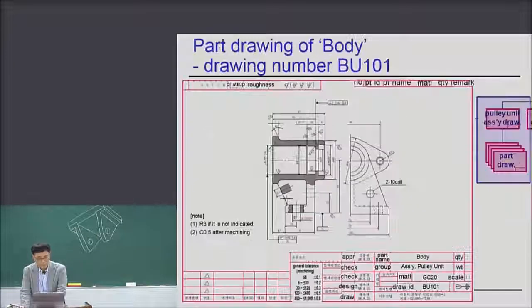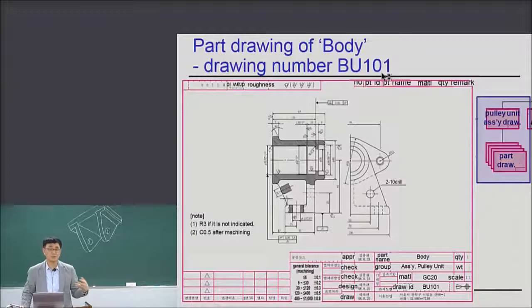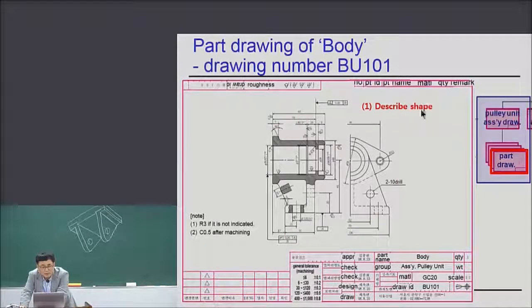Okay. Now, this is a part drawing of the body, whose drawing number is BU101. So this part belongs to the assembly drawing, whose drawing ID is BU100, right? So now, okay, part drawing, describe the shape. So this is the front view, and this is the right side view, okay?